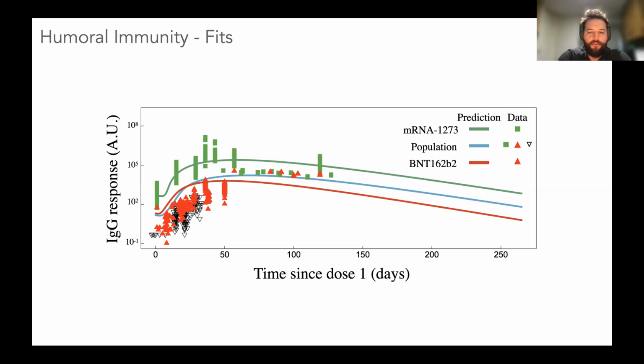You'll notice that all the red points are below the green points. This does not mean that Pfizer has a lower IgG threshold than Moderna, because most of this data was done by different hands, and it's all fluorescence-based experiments.